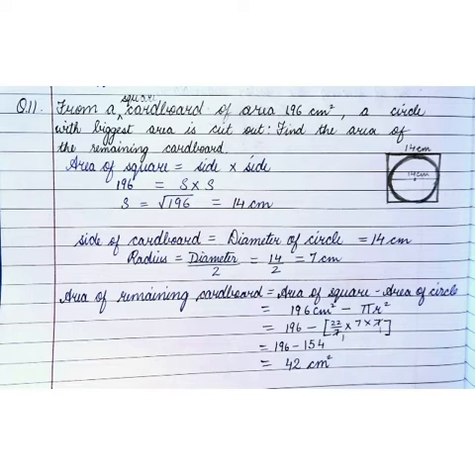Now to find the radius, we have to divide the diameter by 2. That is 14 divided by 2. That makes it 7 centimeters. Now, to find the area of remaining cardboard, we have to subtract area of circle from area of square. So, area of square is 196 centimeter square minus area of circle, which is pi r square. So, 196 minus pi value 22 by 7 multiplied by radius 7 into 7. Now, 196 minus 154 will give me 42 centimeter square. So, this is the area of the remaining cardboard.